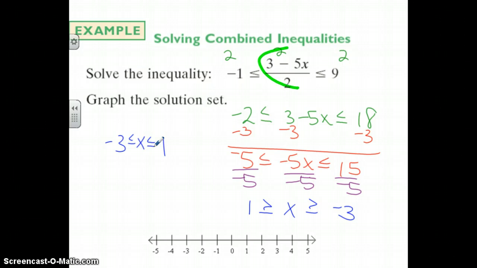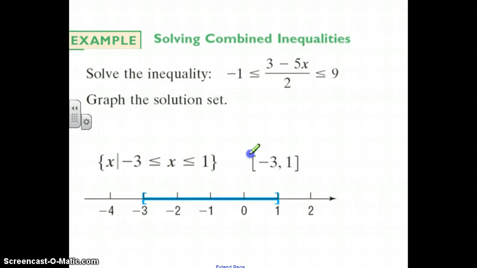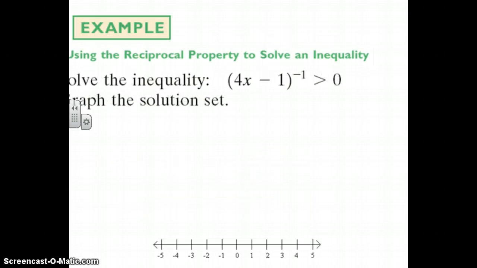So I want all the values between negative 3 and 1, and I'm going to use brackets because I can include those. So I'll say negative 3 with a bracket for interval notation all the way up to 1. And again, here's how the author writes the final solution.